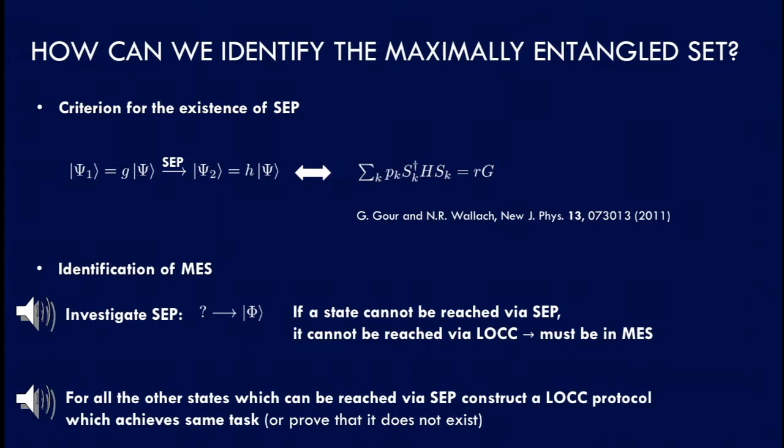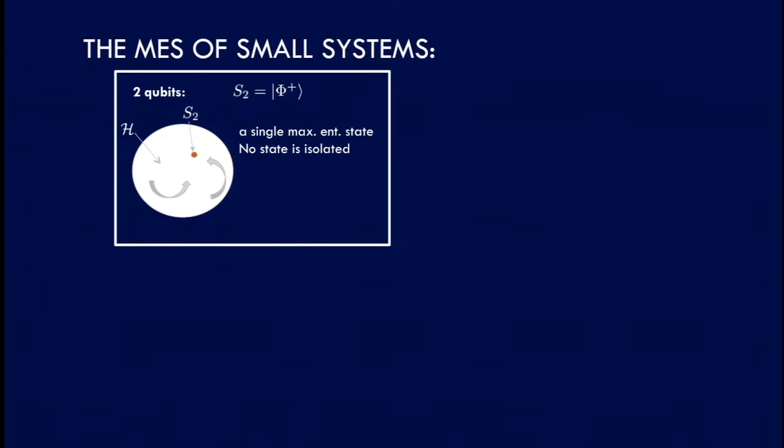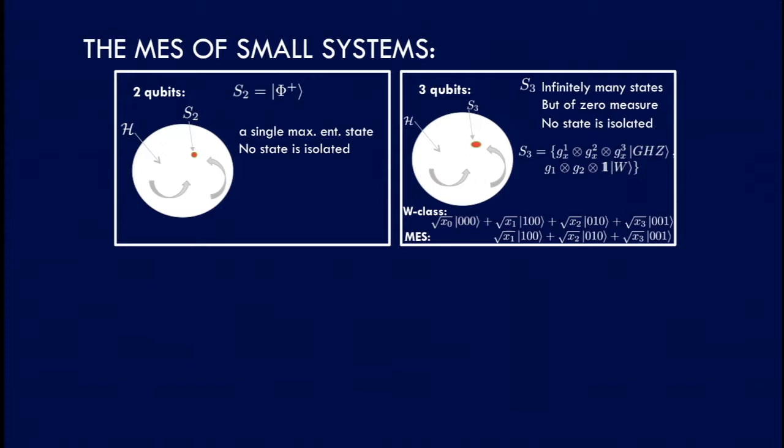Now, what are the results? In the two-qubit case, and I'm at the moment focusing on qubits, we all know that the maximal entangled state is the phi plus state. Now what happens if we add one qubit? We get infinitely many states that are in the MES. So we need infinitely many states to reach the whole Hilbert space via LOCC. From a single state, the phi plus, for two qubits, if we go to three qubits, we need infinitely many states. But with these infinitely many, though still zero measure, you can reach the whole Hilbert space.